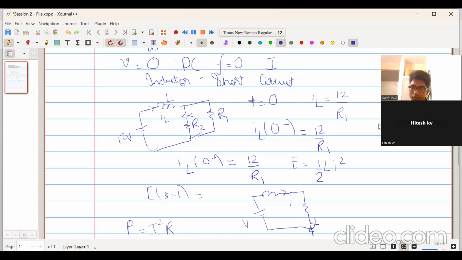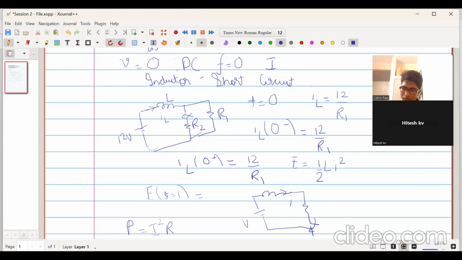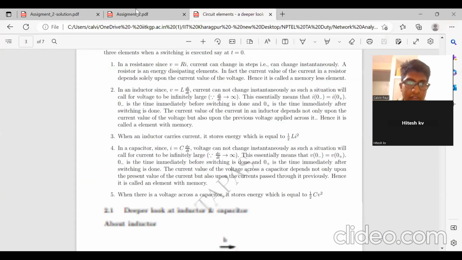That's all. So depending on the load, the steady current that is passing through the inductor will change, increase or decrease, depending on the load. Okay. Thank you, sir.